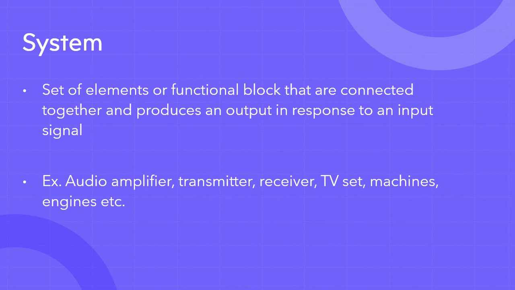What are the examples of a system? Any type of amplifiers like audio amplifiers, attenuators, TV sets, anything that receives a signal like antennas, transmitters, all these things are systems. Every single machine is a system. Every single engine is also a system. So all these things form a system.